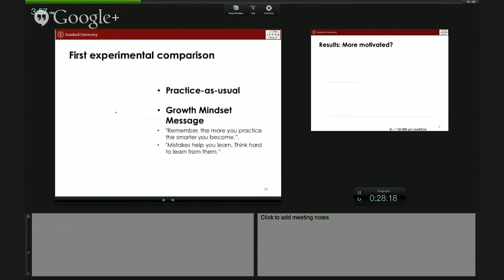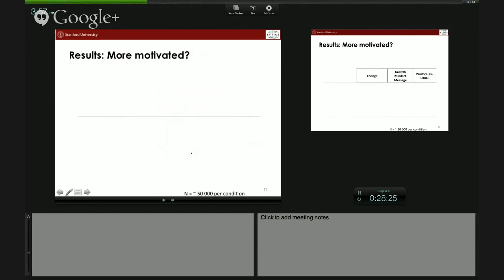Two examples of a growth mindset message. We actually had about 14 of these in all. Mistakes help you learn. Think hard to learn from them. And so this is a super minimal effect, and all the points people raised before are going to apply here.